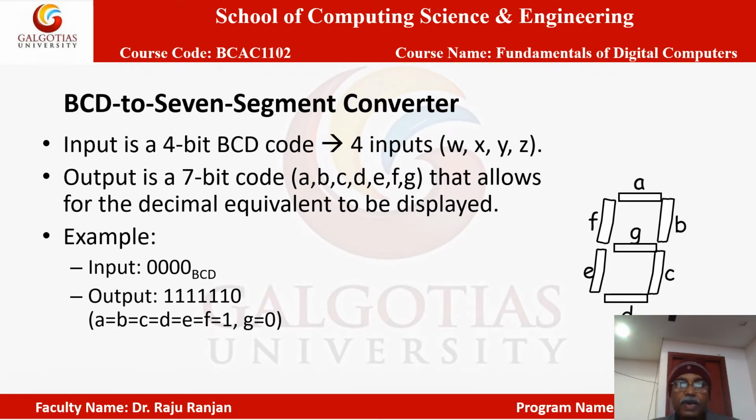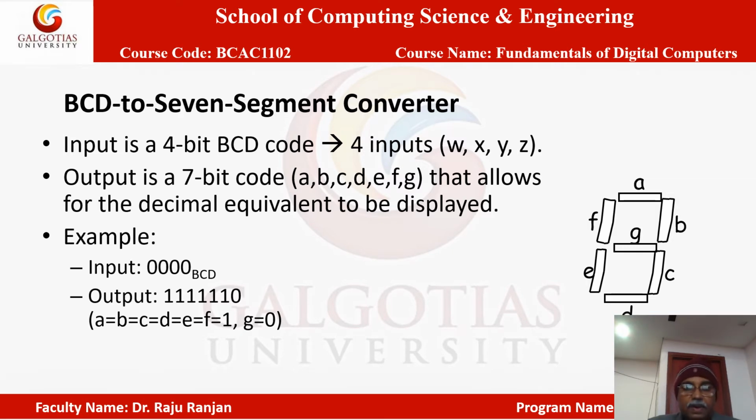So for this we can use this decoder, where the input is a 4-bit BCD code. What is the input? Input is BCD code, and you know that BCD code is 4-bit. So the 4-bit BCD code is the input, and that is represented by these letters W, X, Y and Z, and the output is a 7-bit code represented by A, B, C, D, E, F, G, and each letter represents an LED or light emitting diode, and that allows the decimal equivalent to be displayed.